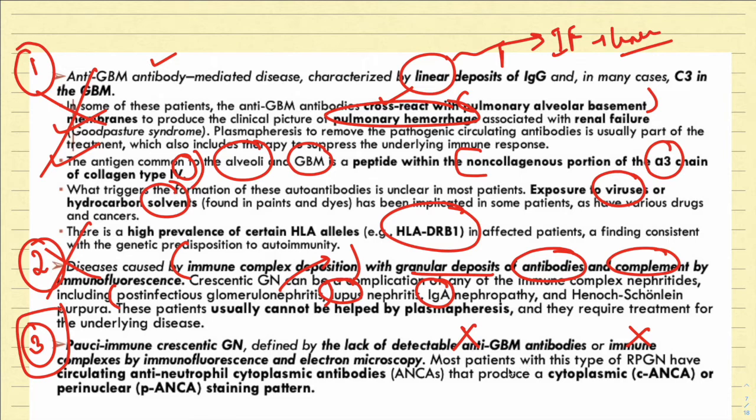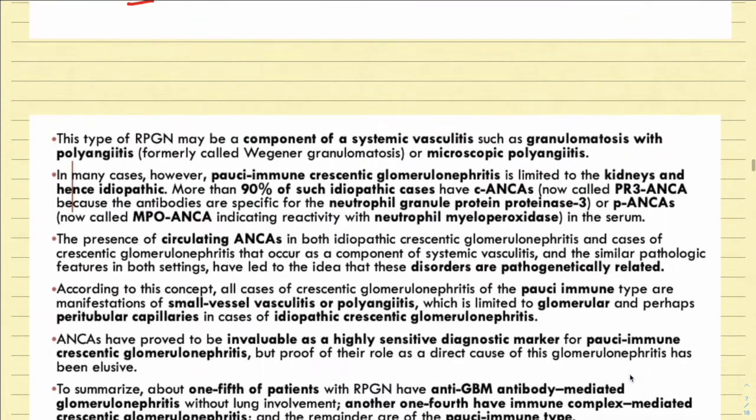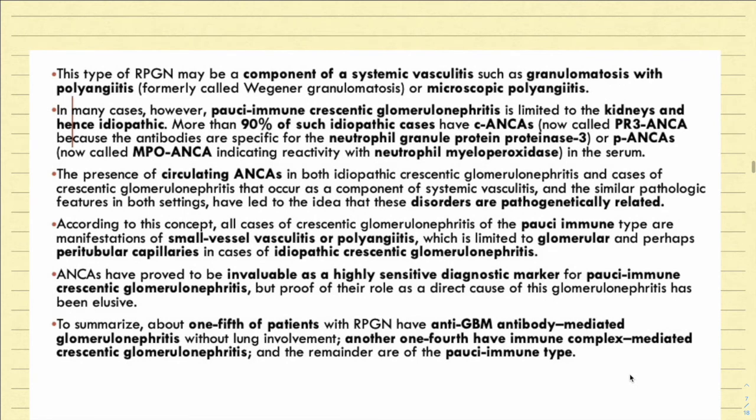Now most of these patients, with this type of RPGN, instead have one antibody called ANCA, that is anti-neutrophil cytoplasmic antibody, and these are of two main types. One is called C-ANCA, one is called P-ANCA, depending on their staining pattern. C-ANCA is the cytoplasmic ANCA, and P-ANCA is the perinuclear staining ANCA. Now this third type, we are only talking about the pauci-immune variety over here.